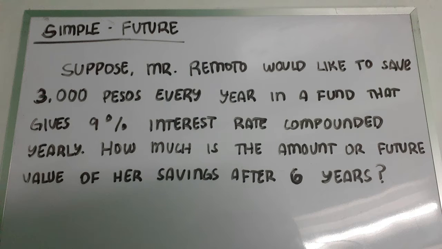So right now, we are faced with this kind of problem. Suppose Mrs. Remoto would like to save 3,000 pesos every year in a fund that gives 9% interest rate compounded yearly. How much is the amount or future value of her savings after 6 years?